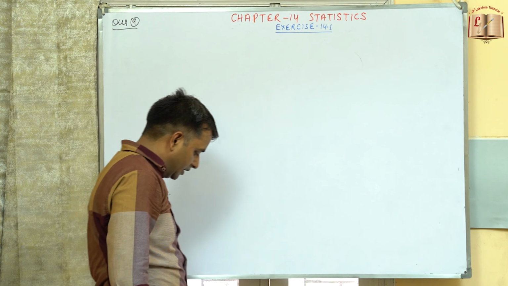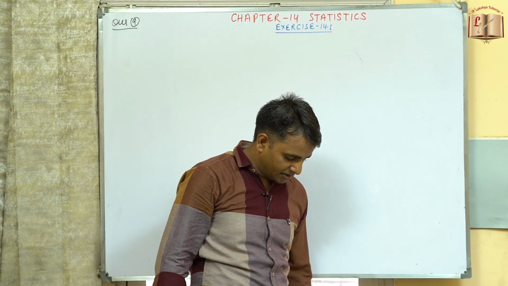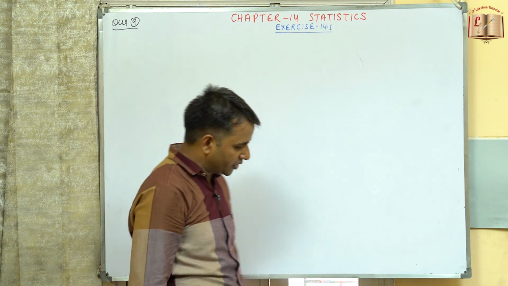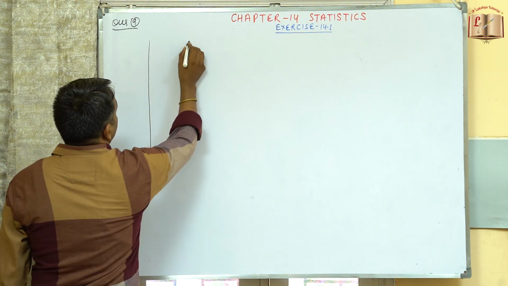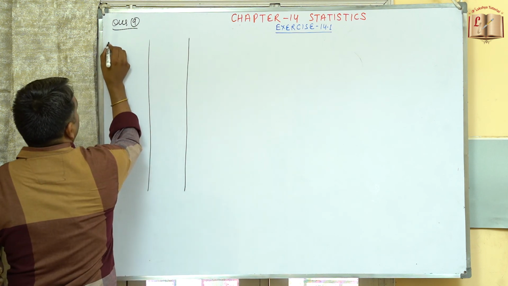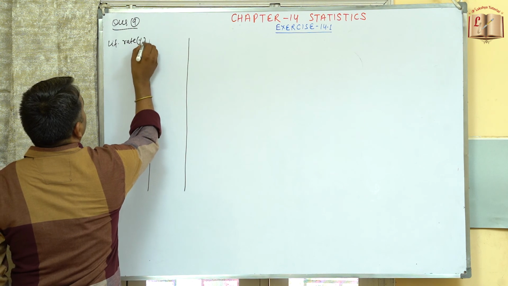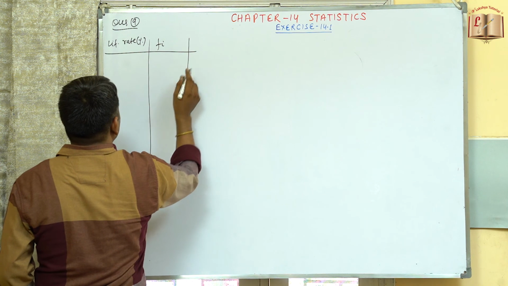The following table gives the literacy rate in percentage of 35 cities. So frequency is given to us, sum of the frequency is 35. Find the mean literacy rate. We need to find out the mean literacy rate. The literacy rate in percentage is given to us, and this fi is given to us.